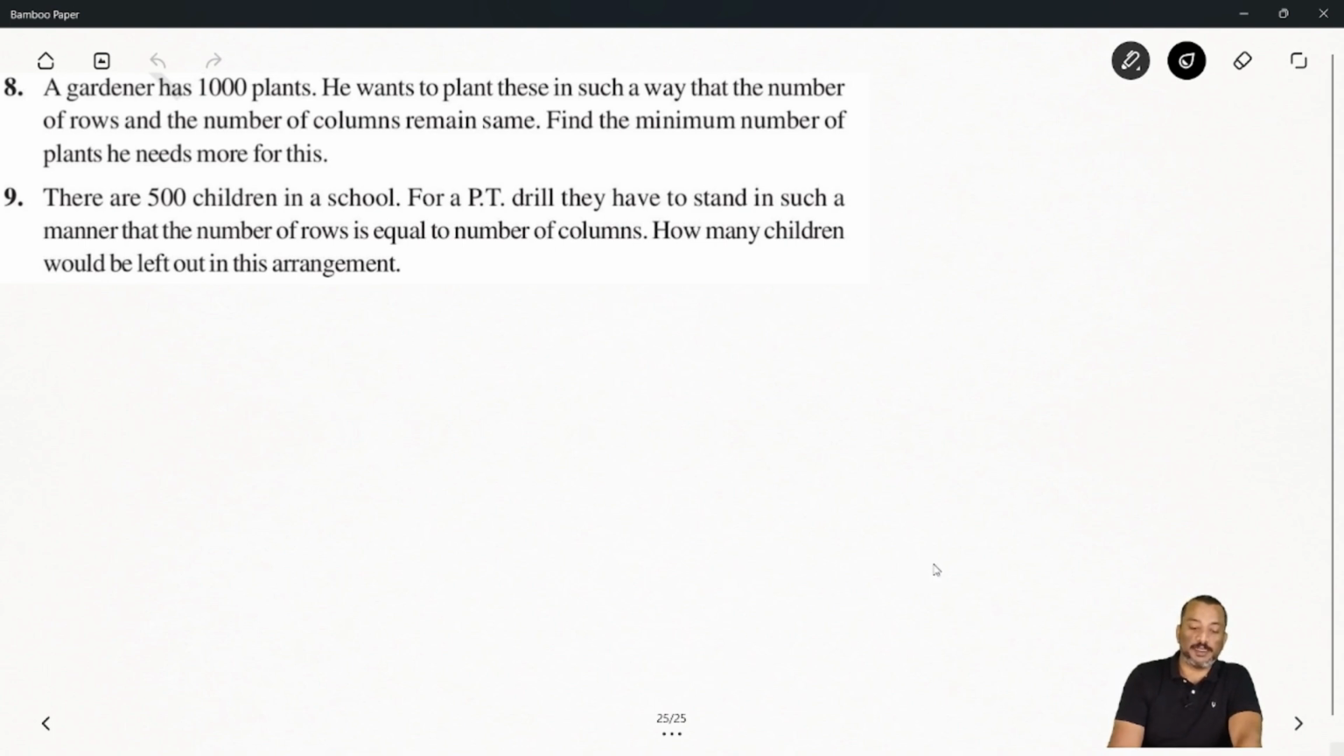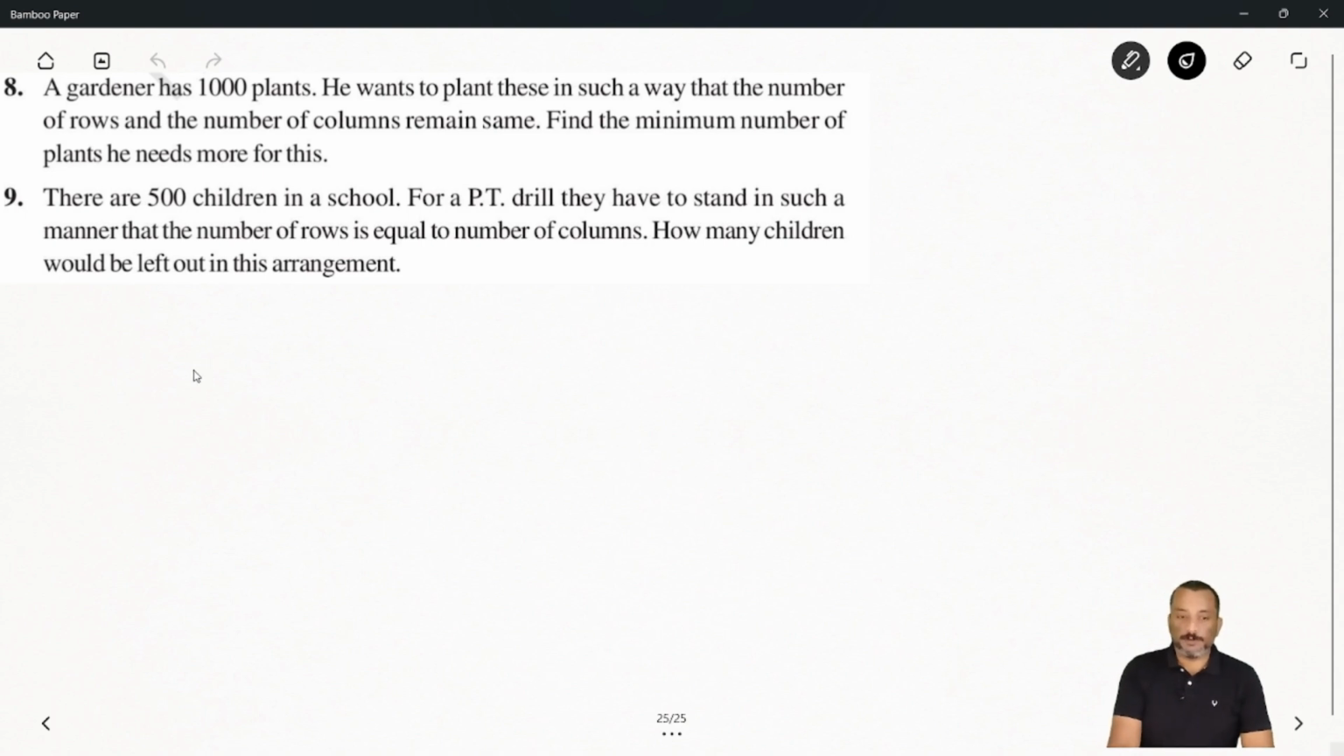Question number 8 is saying a gardener has 1,000 plants. He wants to plant them in such a way that the number of rows and number of columns will remain the same. Find the minimum number of plants needed more. So basically the gardener has 1,000 plants, and you have to plant them so that the number of rows and number of columns are the same. After that, find the number of plants he needs more.